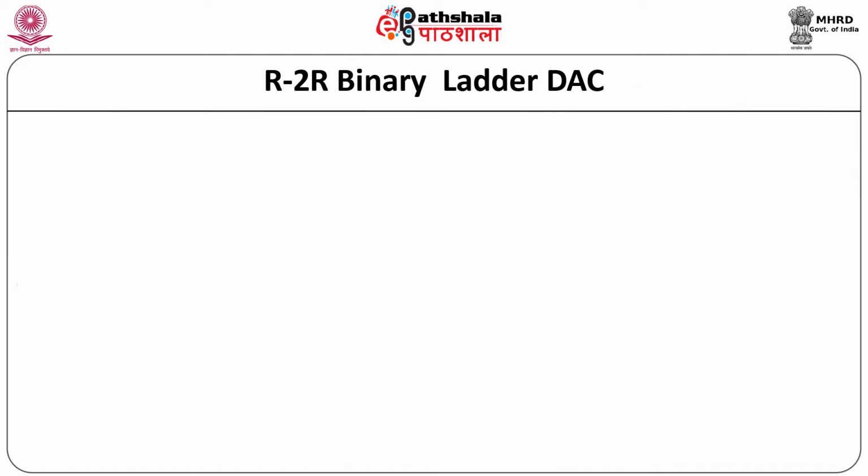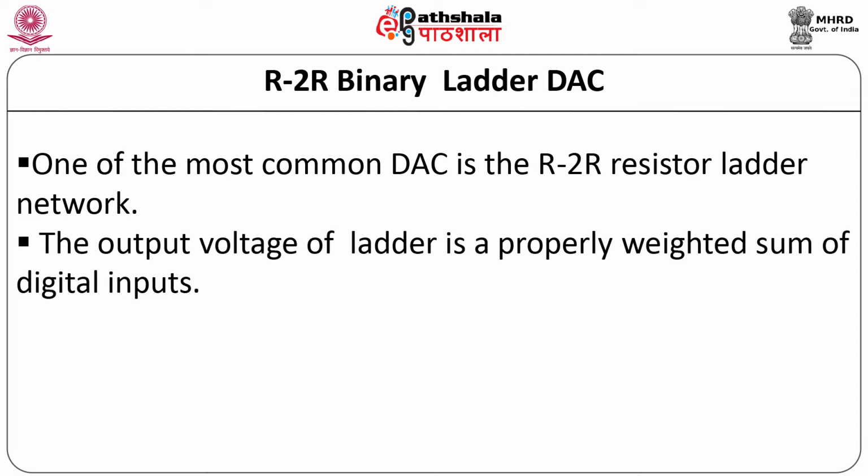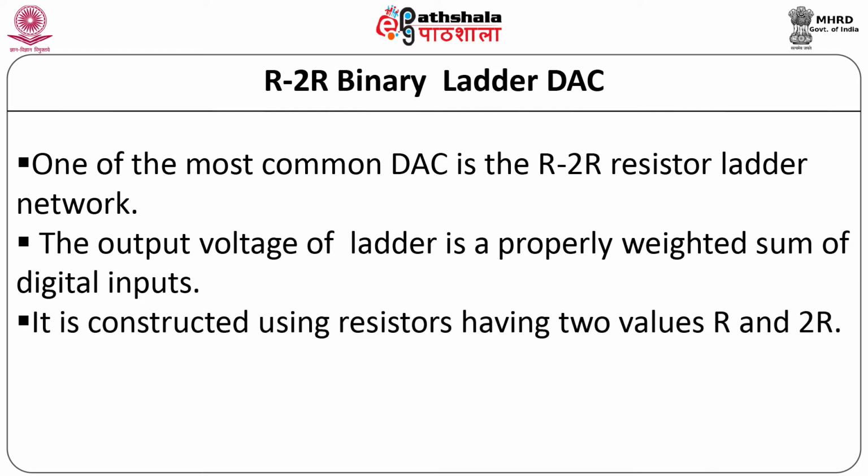There is a second method of conversion of a digital signal into an equivalent analog one. This method is known as the R2R resistor ladder network. It is known as the R2R network because this method uses only two values of resistor, R and 2R. For this method, the output voltage is a properly weighted sum of digital inputs. Since it is constructed using resistors having only two values, precision is more.